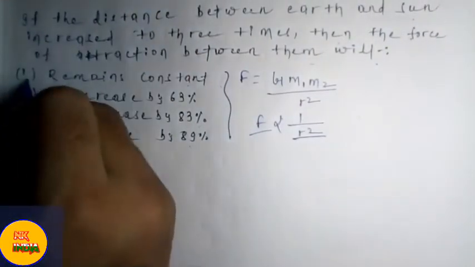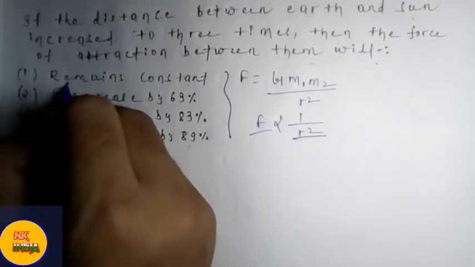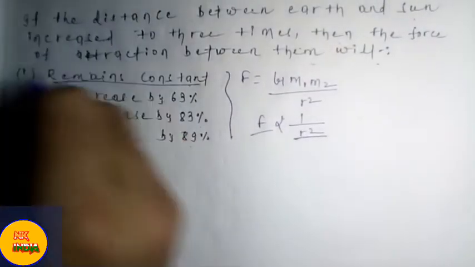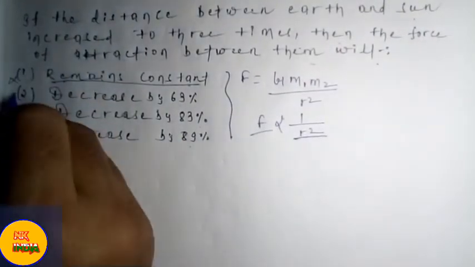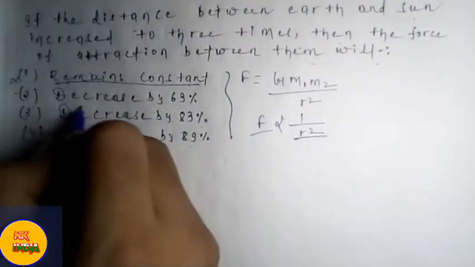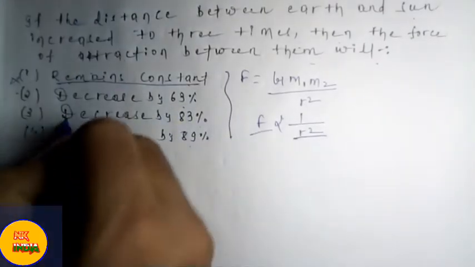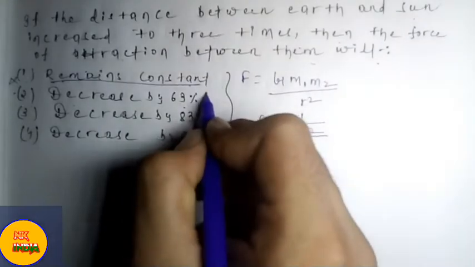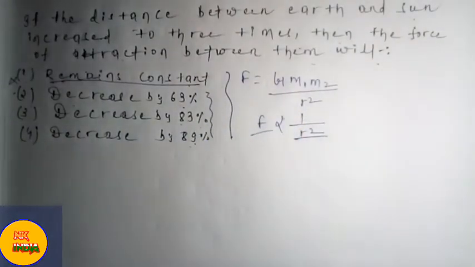So the first option, which is remains constant, is incorrect. This is not true, and all the remaining three options are saying decrease by 63%, decrease by 83%, and decrease by 89%. So we will have to calculate the percentage decrease.